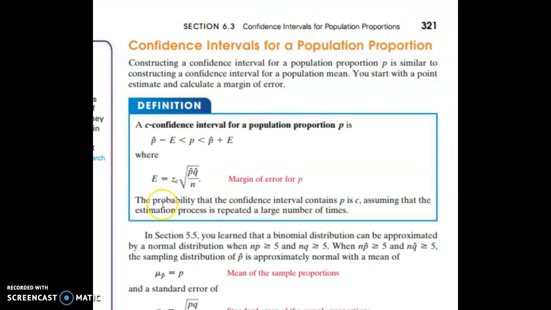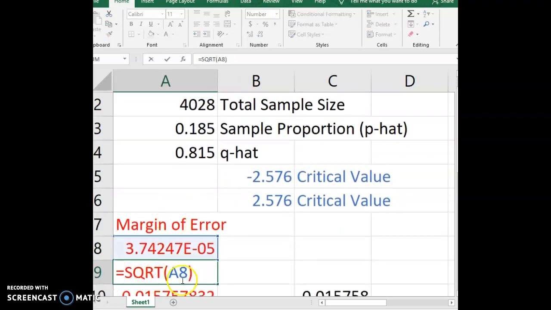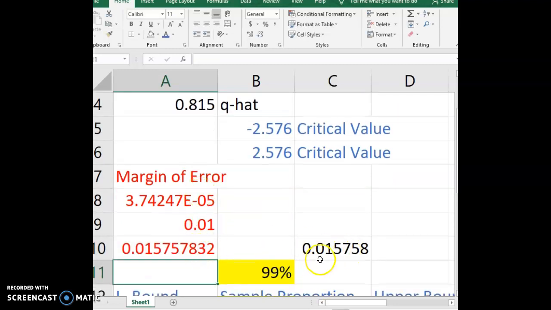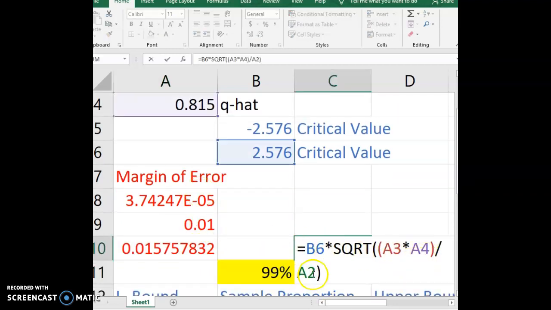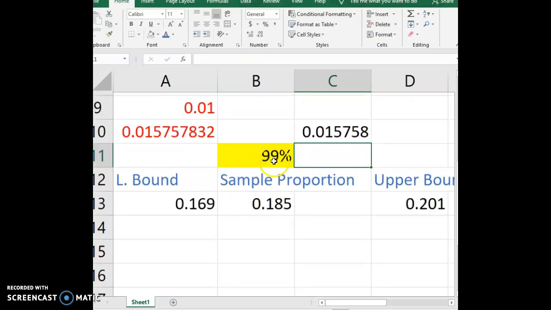The formula for our margin of error for our confidence interval with population proportions, we start by doing p hat times q hat and divide by the total sample size. Take the square root of that result, and then the result of the square root multiplied by the critical value. Or I like to break it into steps. You can type it in all at once. You get the same result. So our margin of error we have.